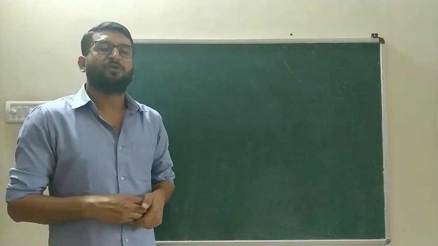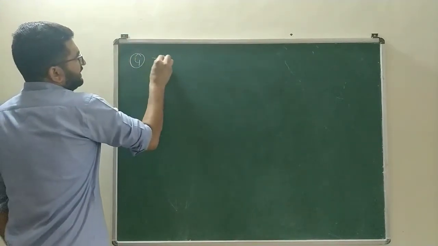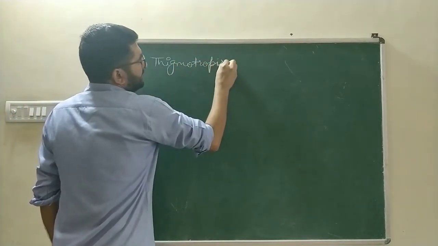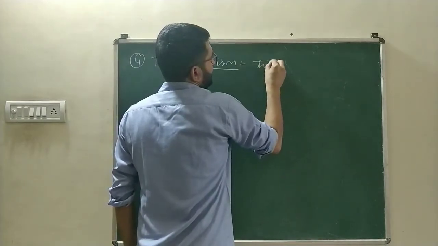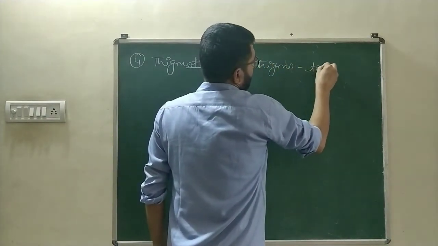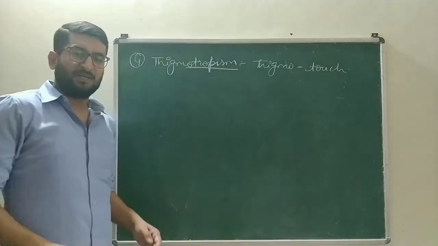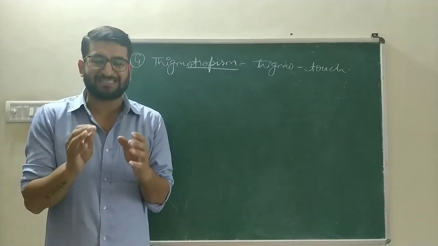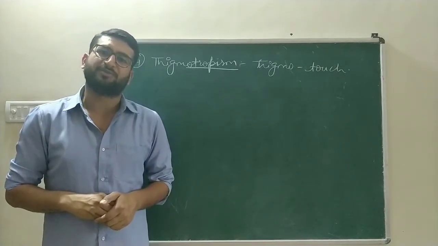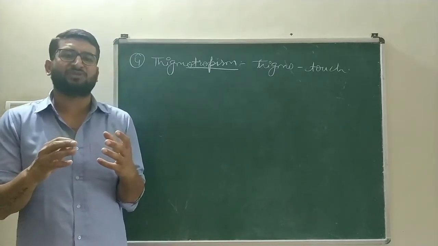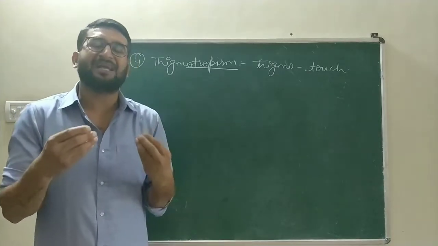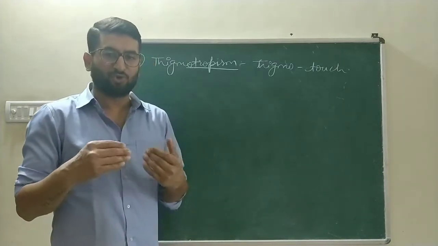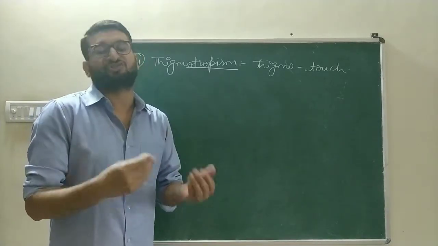Next tropism, which we are going to discuss, is thigmotropism. Thigmo means touch. That means the directional growth movement of a plant part in response to touch as a stimulus is known as thigmotropism. Whensoever a plant part responds to a touch and that movement is a directional growth movement, that is known as thigmotropism. So in thigmotropism, the stimulus is a touch.